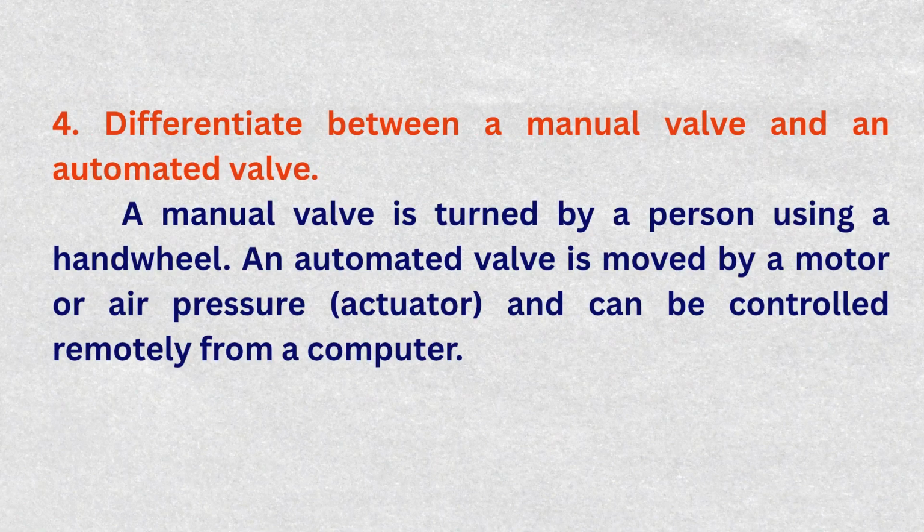Differentiate between a manual valve and an automated valve. A manual valve is turned by a person using a hand wheel. An automated valve is moved by a motor or air pressure actuator and can be controlled remotely from a computer.